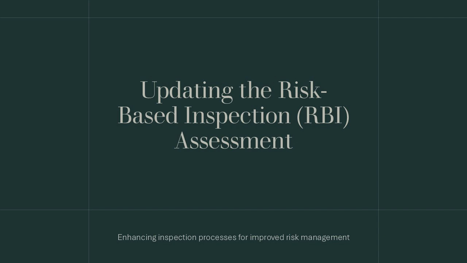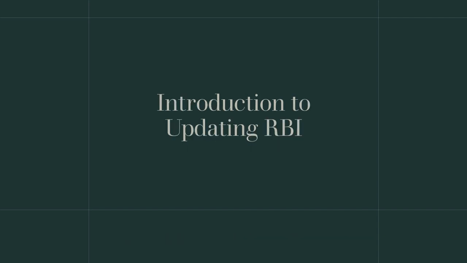Updating the risk-based inspection (RBI) assessment, enhancing inspection processes for improved risk management. Overview of updating the RBI assessment: why RBI must be updated, evergreening and reassessment concepts, evergreening the RBI assessment, typical evergreening activities, understanding RBI reassessment, triggers for RBI reassessment, impact of process and hardware changes, additional drivers for reassessment, when to conduct RBI reassessment, role of risk mitigation strategies, keys to success in updating RBI.